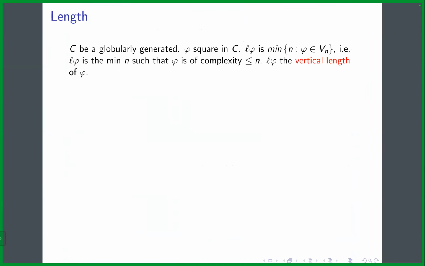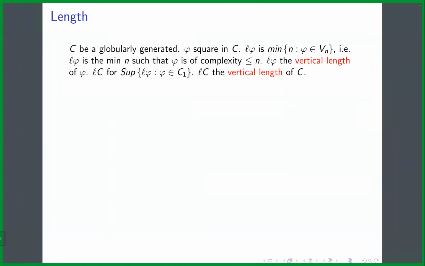Okay, so with this, we can define the length of a double category. If C is a globularly generated double category and phi is a square in C, then we define the length of phi, L of phi, as the minimum n such that phi is in the category V_n. So L of phi is the minimum n such that phi is of complexity less than or equal to n. L of phi we call the vertical length of phi.